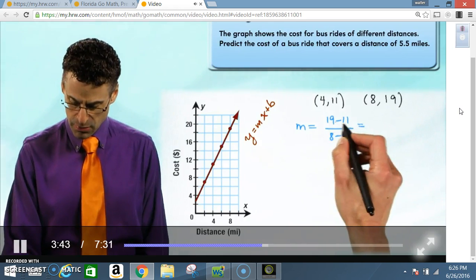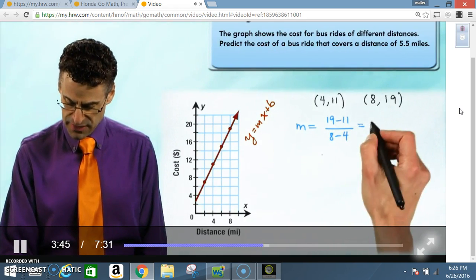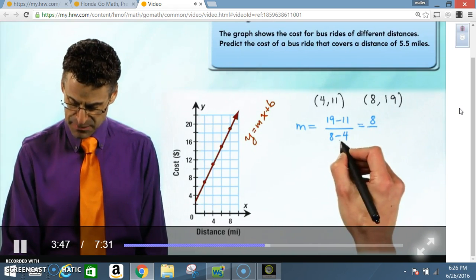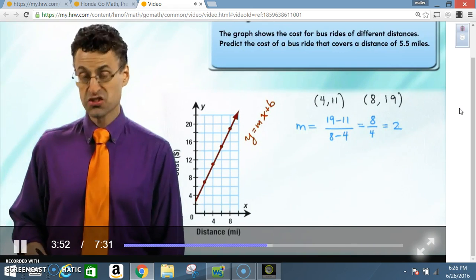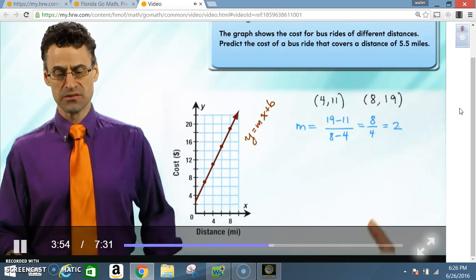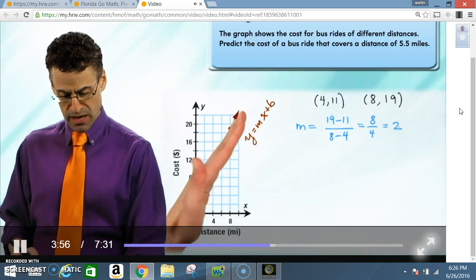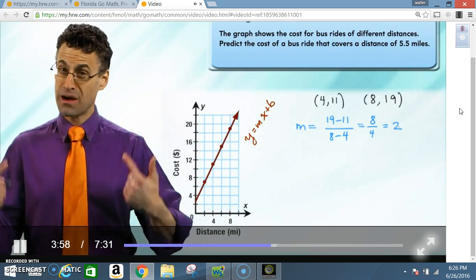So, what does this equal? Well, 19 minus 11 is 8, and 8 minus 4 is 4, and so that just equals 2. So we see this as a slope of 2. The slope, by the way, is a positive number, so notice the line should be going up, and it is, so that actually confirms it in my mind.